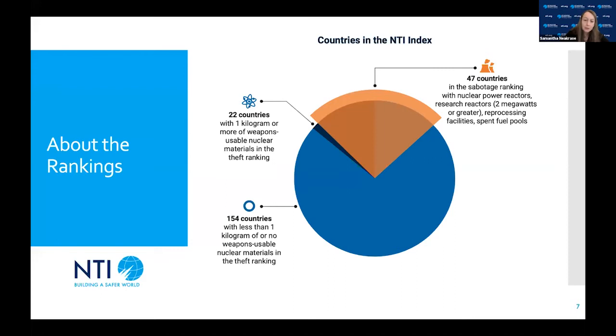And then this big group here, 154 countries, are the countries that have less than 1 kilogram or no weapons usable nuclear materials. And we look at them again because all countries do have a role to play, even though it might be different if a country has no materials. Of the 154 countries, there are 52 in Africa, including Algeria, Egypt, and Morocco, that also are in that sabotage ranking.